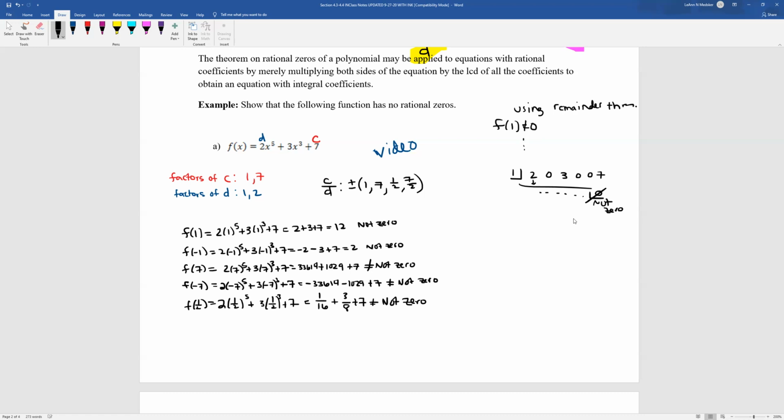So I don't have to check too deeply if I can see a trend that it's not going to make a negative cancel out with a positive, and we're never going to get 0 from that. But again, you can plug it all the way into your calculator and get the actual value. What we're just trying to prove is that the C over D list that we've come up with using our rational root theorem cannot find the zeros for every single problem because not all of them have rational zeros.